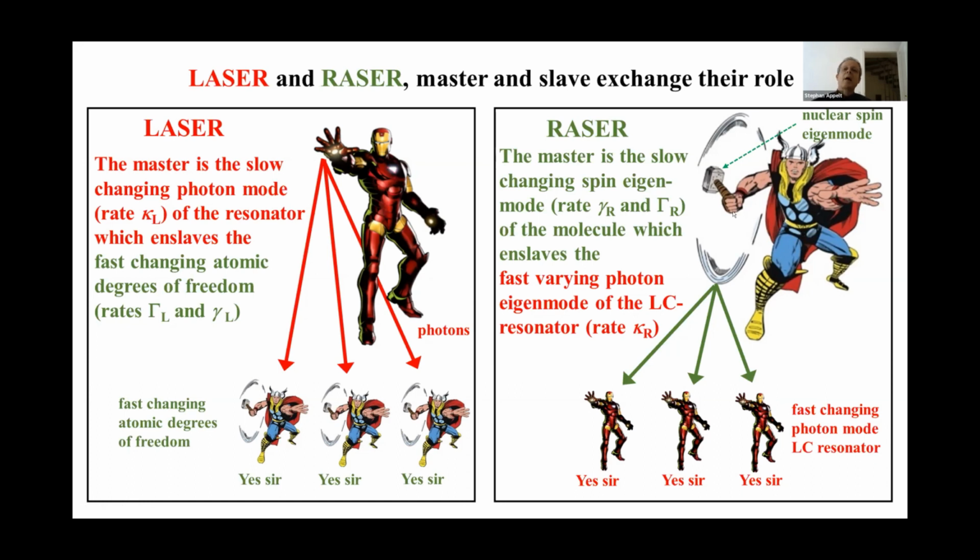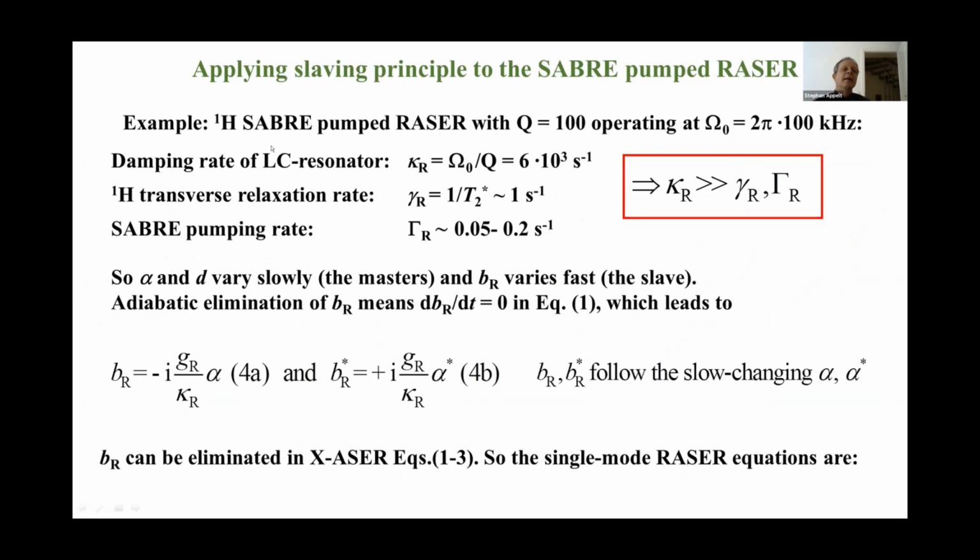Now let's apply this to the SABRE pump RASER. We know the parameters. One SABRE pump RASER with Q of 100, say 100 kilohertz. So what is the resonance damping rate? Well, it's simply omega 0. It's 6 times 10 to the 3 per second, or 6 kilohertz. What is the transverse rate? Protons, say 1 second to the power -1. And the pumping rate from SABRE is known, typically from 0.05 to 0.2.